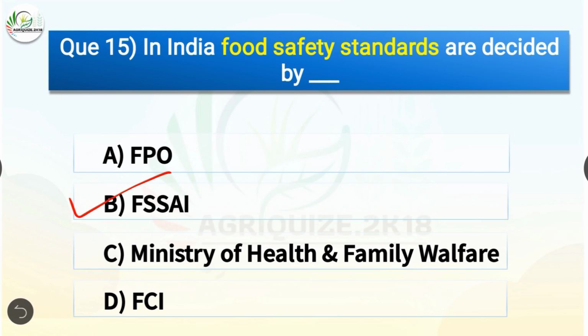Food Safety and Standard Authority of India is a statutory body established under the Ministry of Health and Family Welfare, Government of India. The FSSAI has its headquarters at New Delhi.